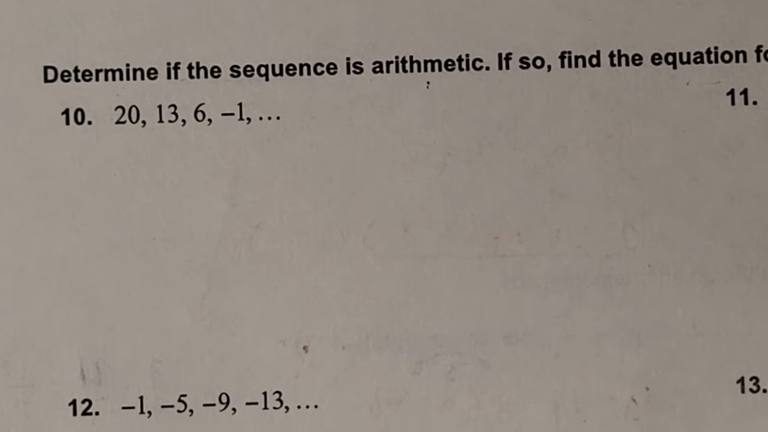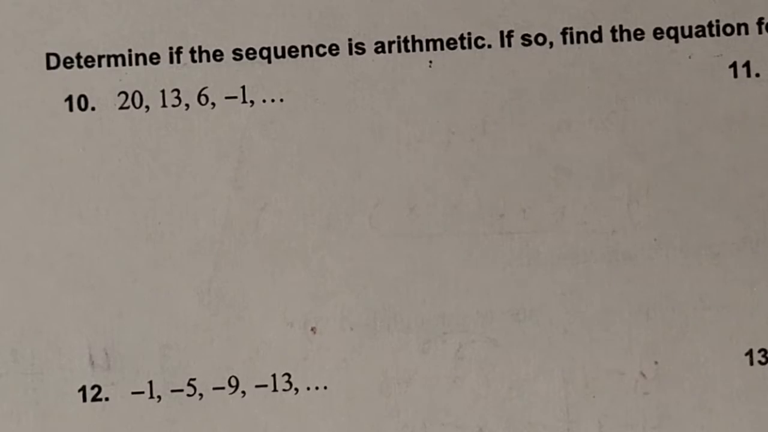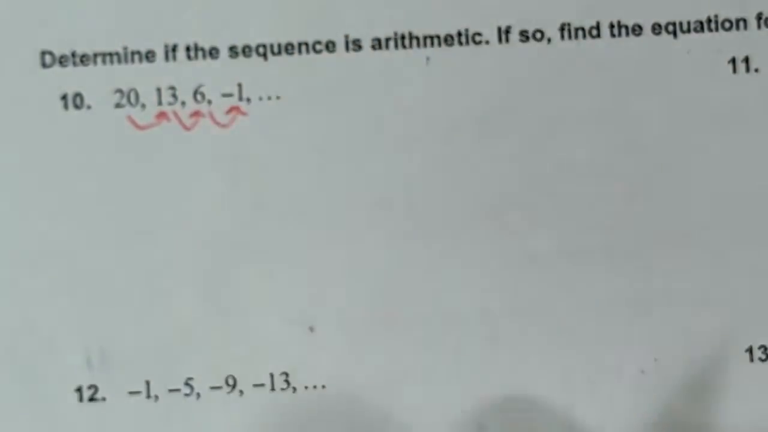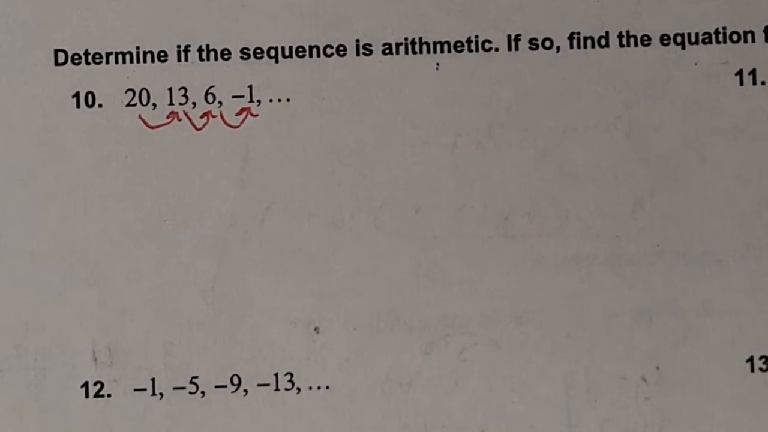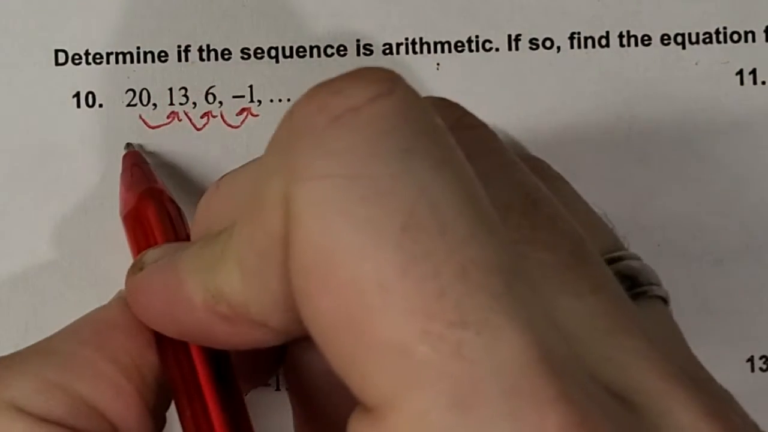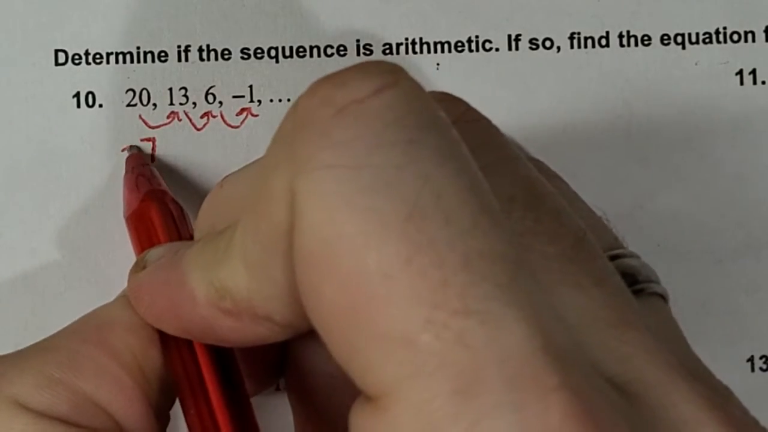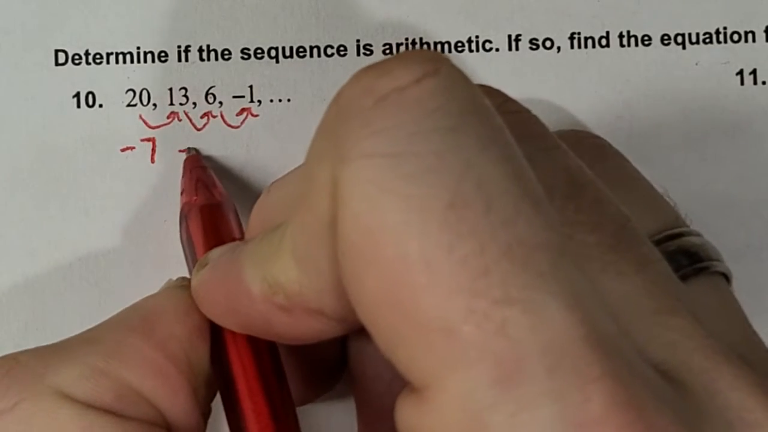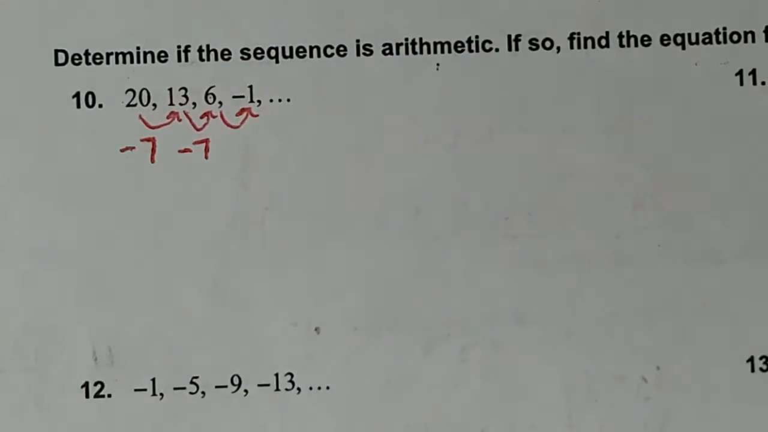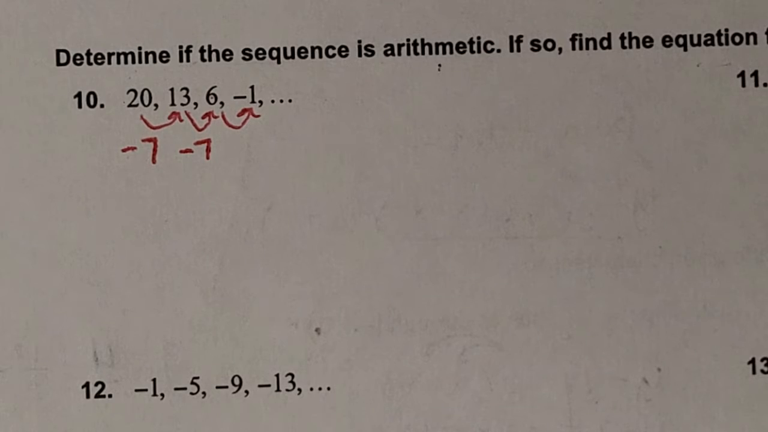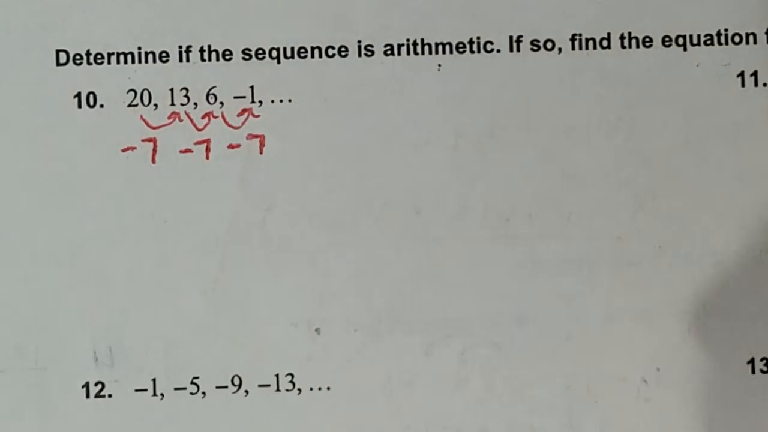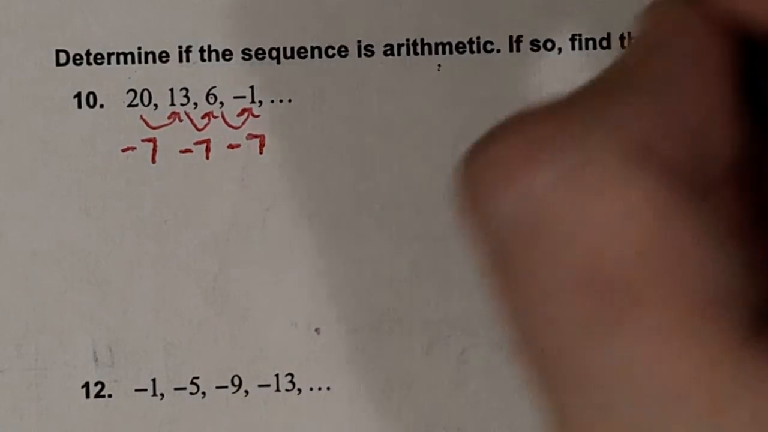Well, let's find out. For number 10, if something is arithmetic, when you go from one term to the next, the space in between each term is exactly the same. So let's find out. To get from 20 to 13, I have to go down 7. To get from 13 to 6, I have to go down 7. Oh, so far so good. I can just say it's arithmetic, right? Wrong. Check every single gap. 6 to -1, I go down 7. Now I can say these are all the same.